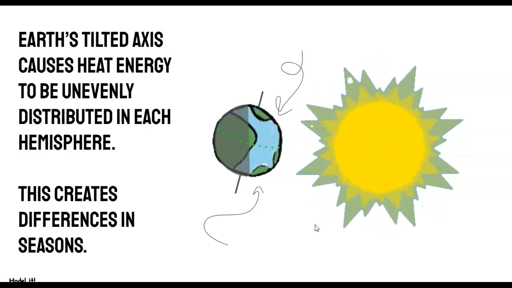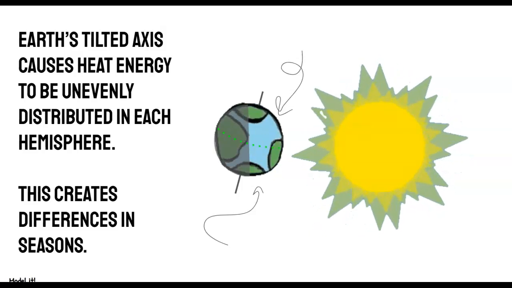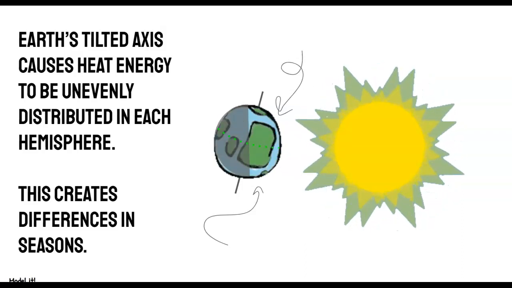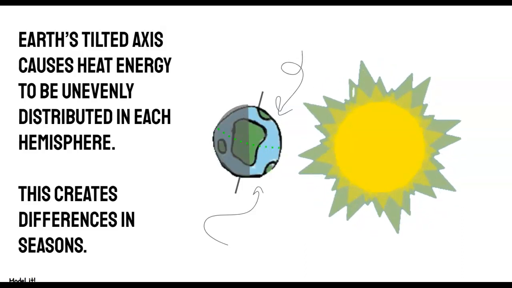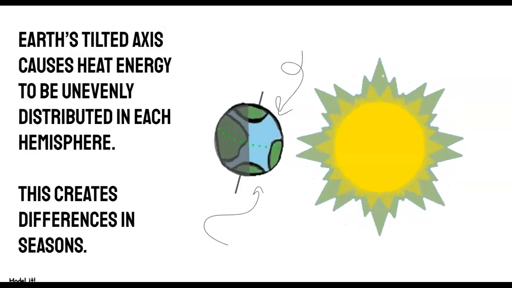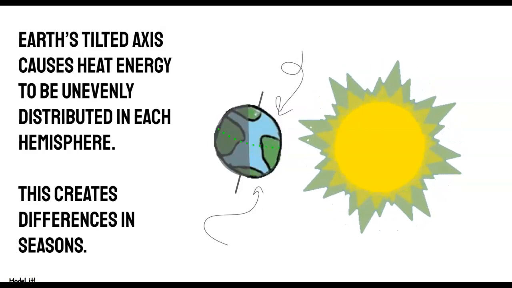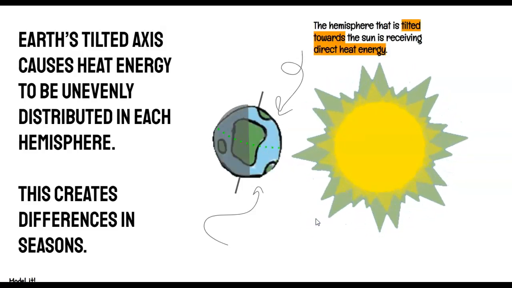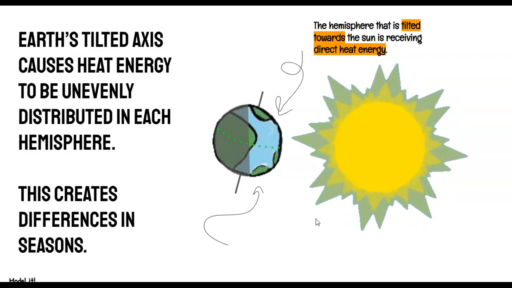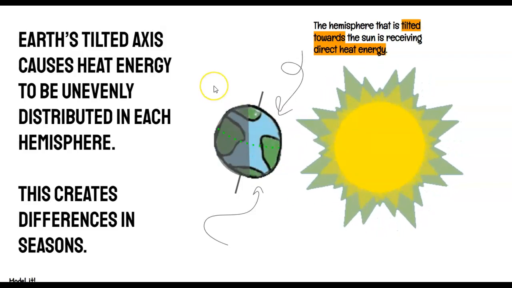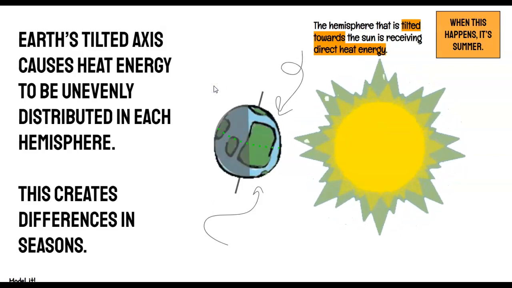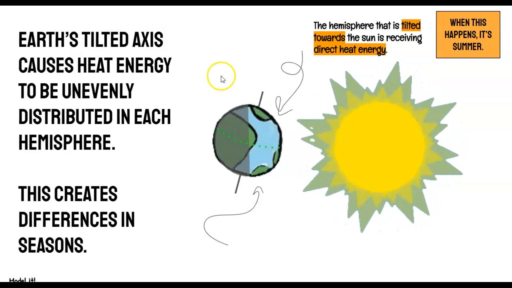So let's recap a little bit first. So far, we've learned about how Earth's tilted axis causes heat energy to be unevenly distributed throughout each hemisphere. And so because of this, there is a difference in seasons. When the hemisphere is tilted towards the sun, it's receiving direct heat energy, or just more direct light. So when this happens, it's summer for that hemisphere.